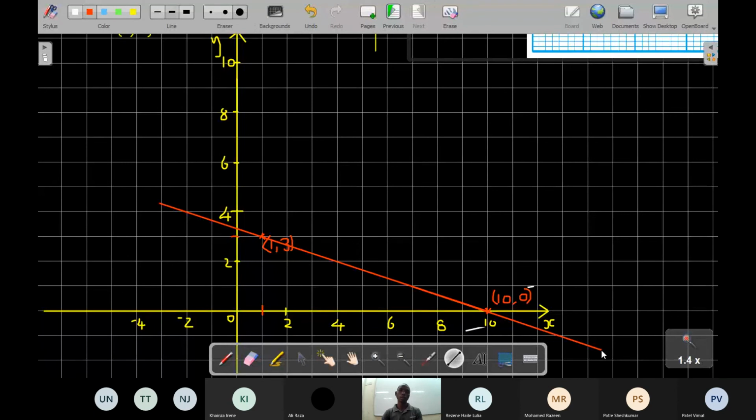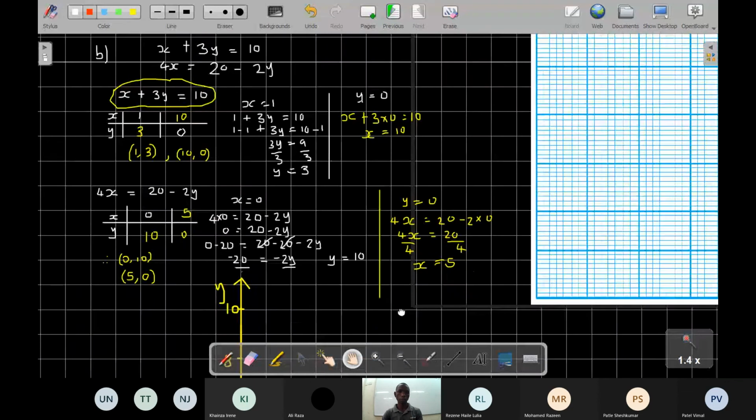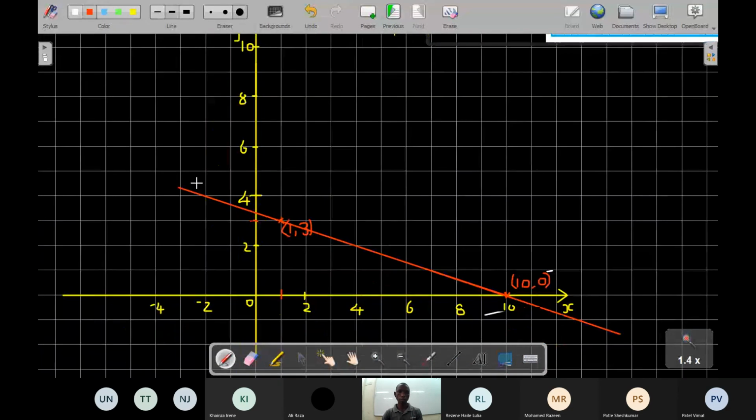Okay, so what is this equation for? I have to label it. It was x plus 3y is equal to 10. So I label it x + 3y = 10. So this is the line for this one here.